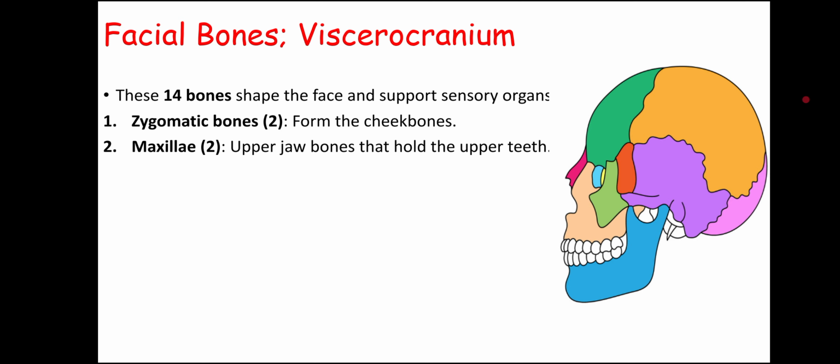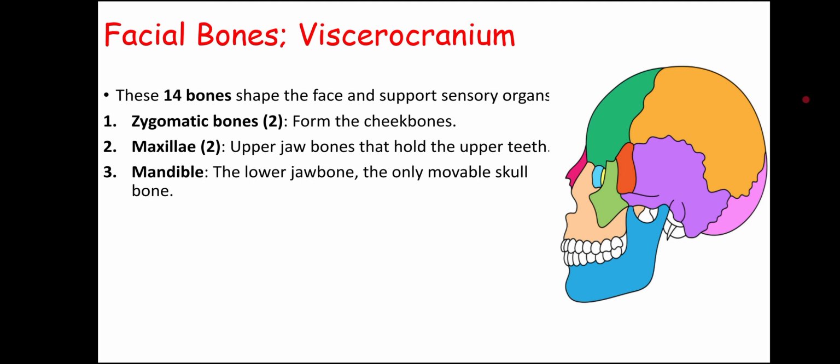The next bones are the maxilla, that are paired bones. That means there will be 2 maxillae in every skull, and they form the upper jaw bone that holds the upper teeth. Here you can see the skin color bone is the maxilla. Next we have the mandible, that you can see in the diagram is the blue color bone. It is the lower jaw bone and it is the only movable skull bone.